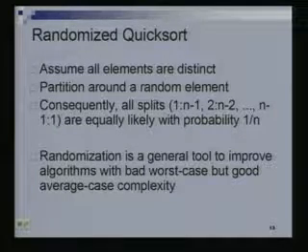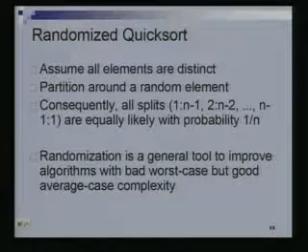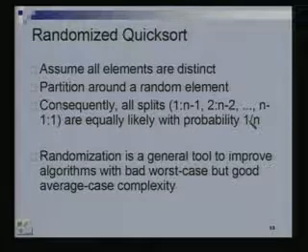So, we will assume all elements are distinct. We partition around a random element. The pivot is a random element, we just pick any element at random, with the same probability. So, what kind of splits can we get? We can get all kinds of different splits. If I have n elements, I can get a split of 1 and n minus 1, a split of 2 and n minus 2, and so on. And what will be the probability of these splits? They will all be equal, with probability 1 over n. You understand why they would all be equal?